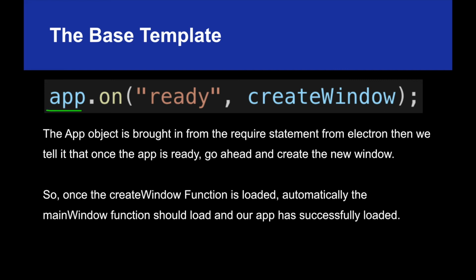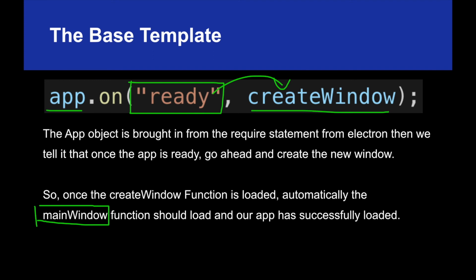So app is something that we imported, and once we know it is ready, we want to run this, which is create window, the create window function we talked about. So once that is loaded, we're going to load the main window. So the main window, whatever's in it, and then our app will have successfully loaded.